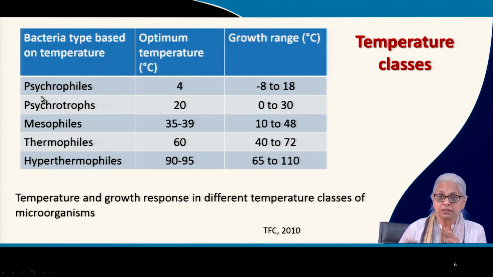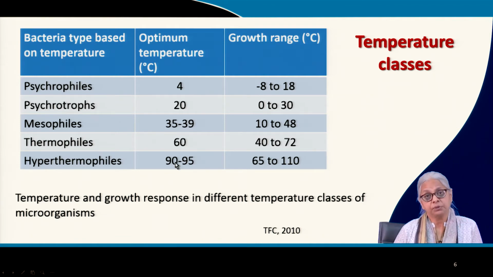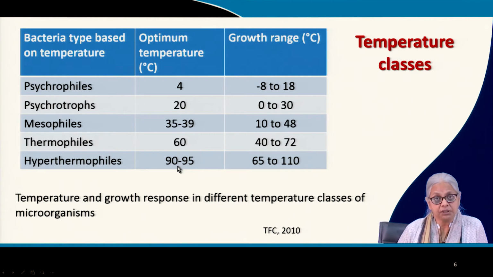Now, these bacteria do not exist in your normal environment. Then we come to thermophilic bacteria. Thermophilic bacteria have an optimum of 60 degrees centigrade and a range of 40 to 72 degrees centigrade. There is another group of bacteria, hyperthermophilic bacteria, which have an optimum of 90 to 95 degrees centigrade and a growth range of 65 to 110 degrees centigrade.